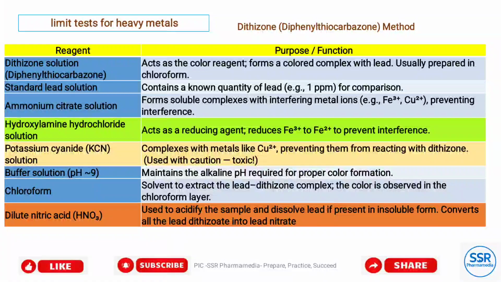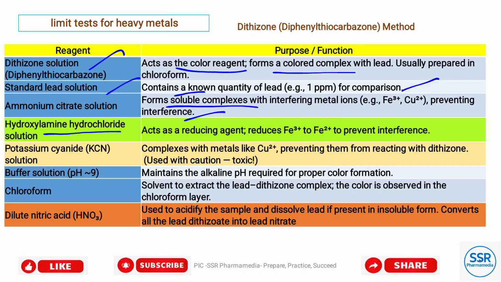So next are the reagents used. Dithizone solution, diphenyl thiocarbazone: its purpose is to act as a color reagent, forming a colored complex with lead, usually prepared in chloroform. Standard lead solution contains a known quantity of lead, usually 1 ppm, for comparison. Ammonium citrate is added in this test to form soluble complexes with interfering metal ions and prevent interference.